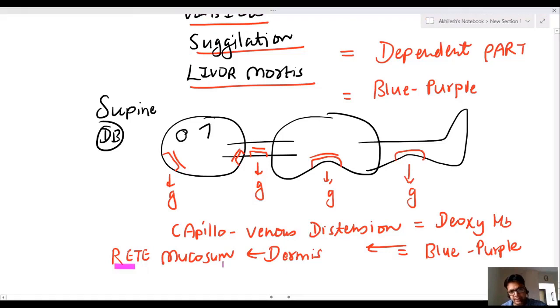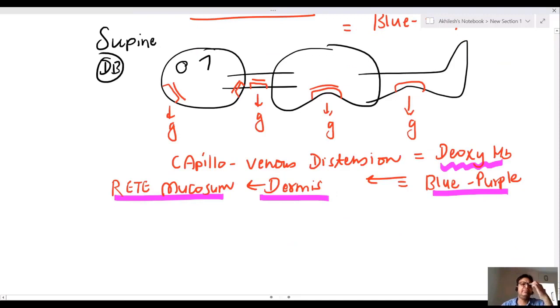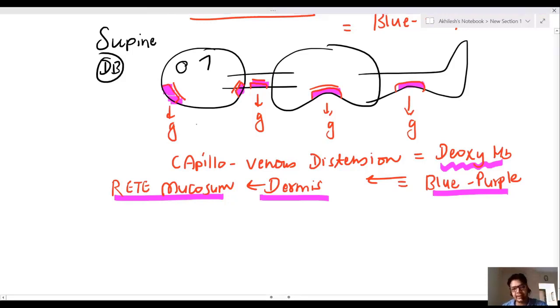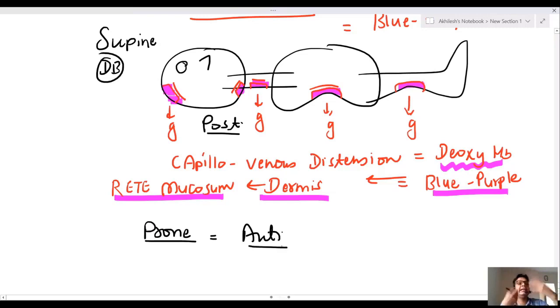So after death, you have deoxyhemoglobin. Observe, you will see these areas which are not touched with the ground, there will be bluish purple discoloration. This is known as postmortem staining. In supine position, it will be seen in the posterior part. In prone position, postmortem staining will be seen in the anterior part.